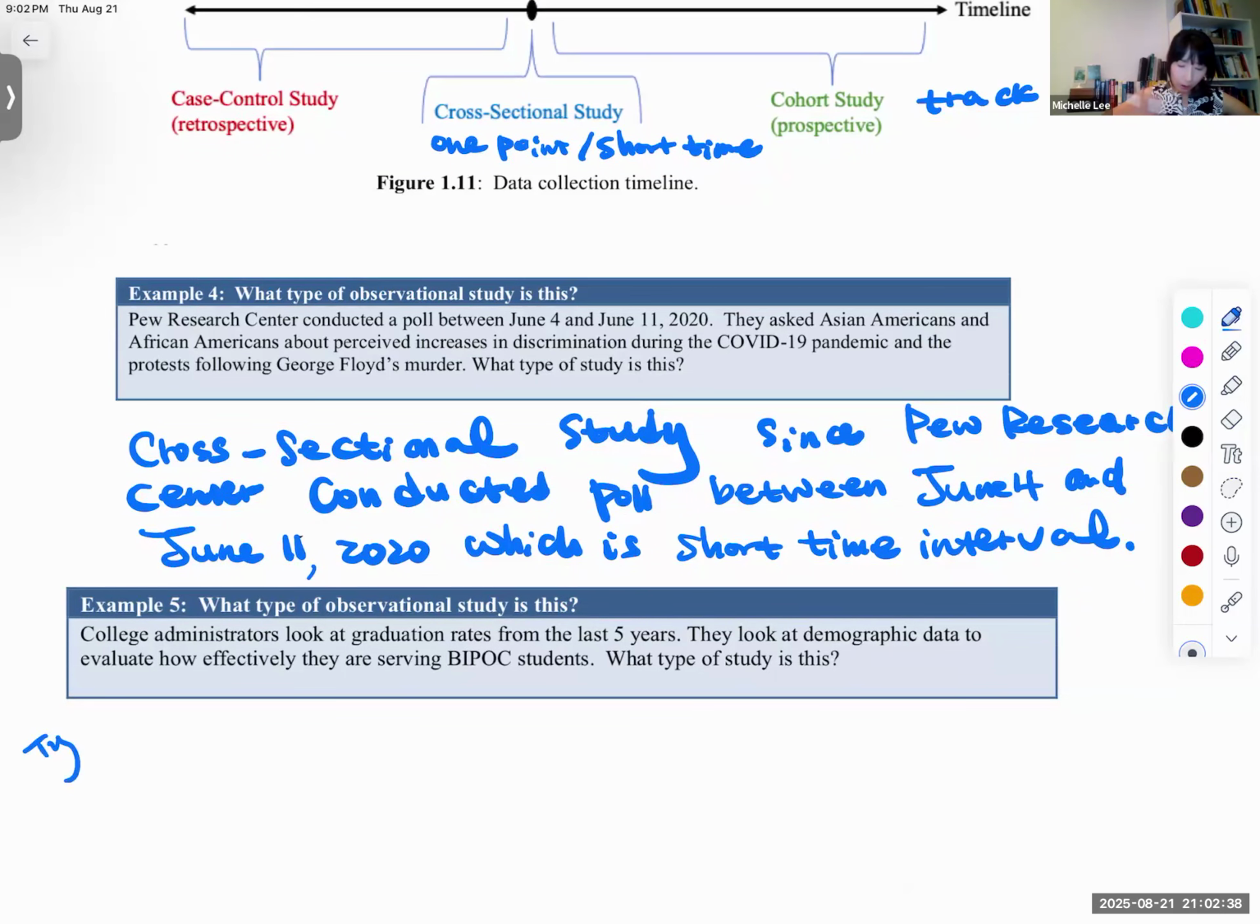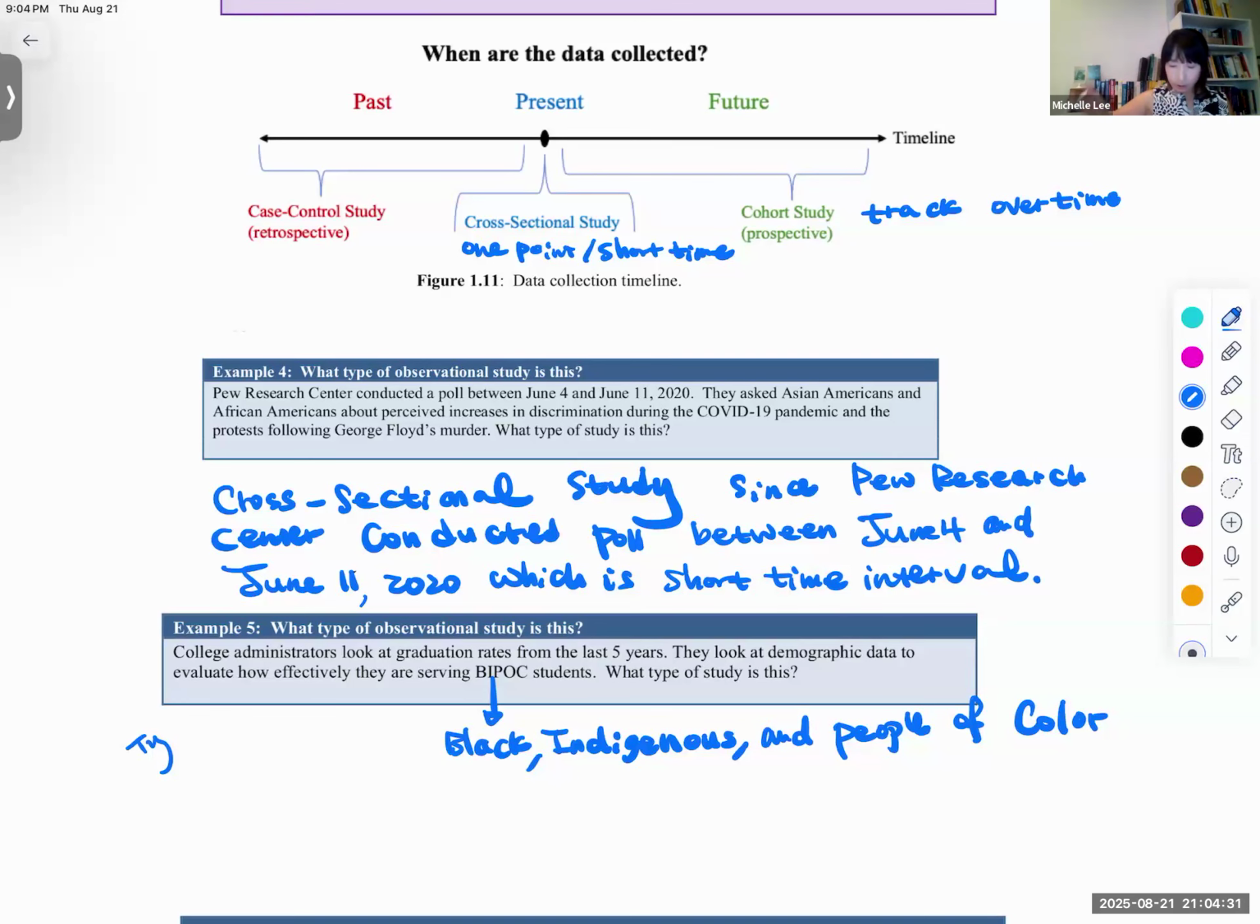College administrators look at graduation rates from the last 5 years. They look at demographic data to evaluate how effectively they are serving BIPOC students. What type of study is this? So I look up the acronym BIPOC, Black, Indigenous, and People of Color, right? So what did you have for this one?